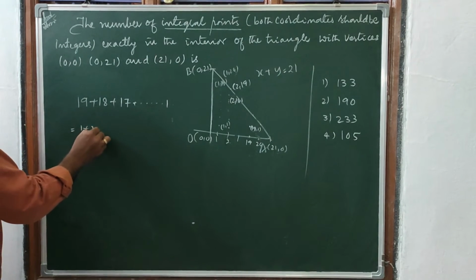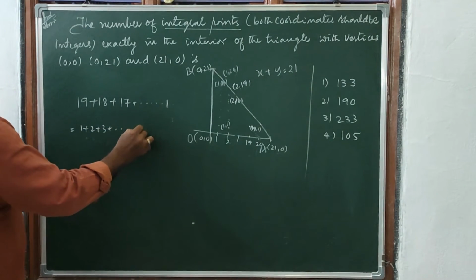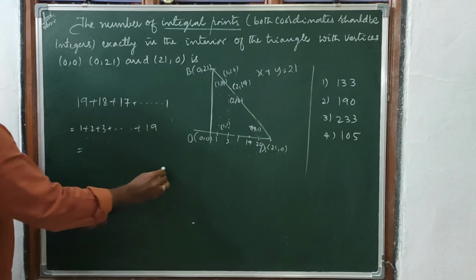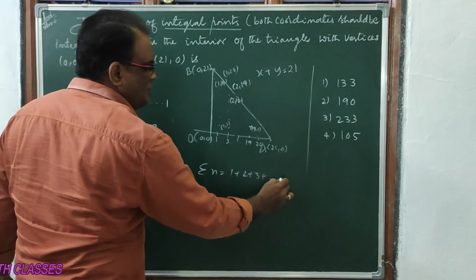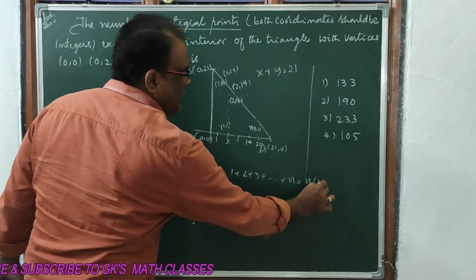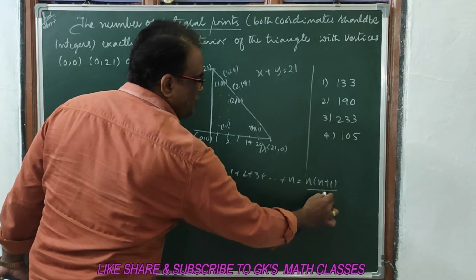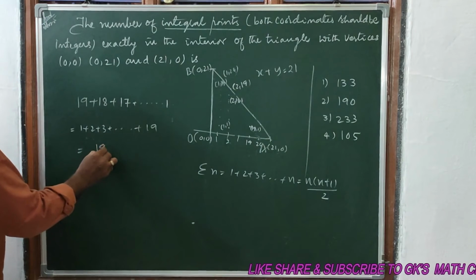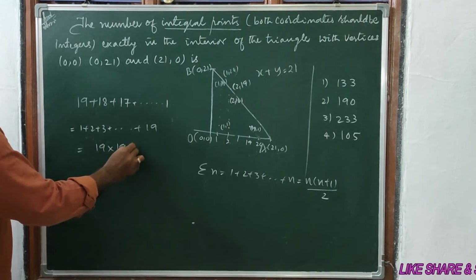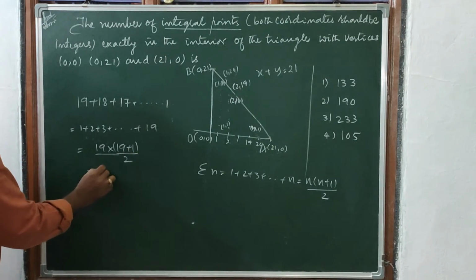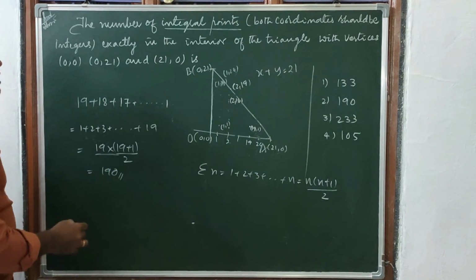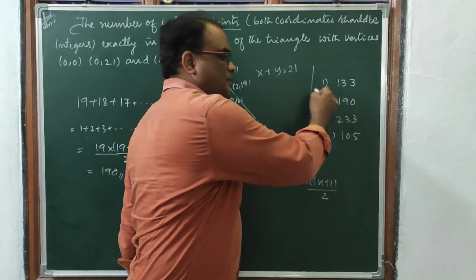So 1 plus 2 plus 3 plus and so on up to 19. There is the sigma n formula: 1 plus 2 plus 3 plus and so on plus n is n into n plus 1 by 2. So you have 19 into 19 plus 1 by 2, that is 19 into 20 by 2, which is 190. So you will have 190 coordinates.